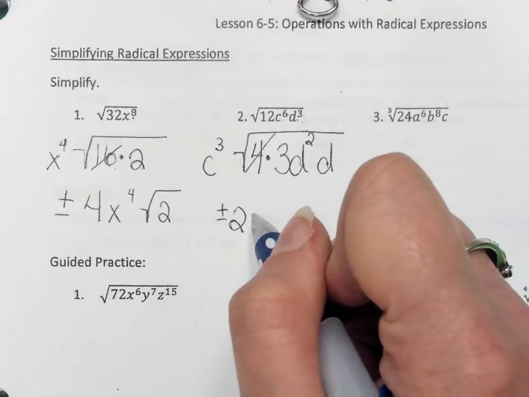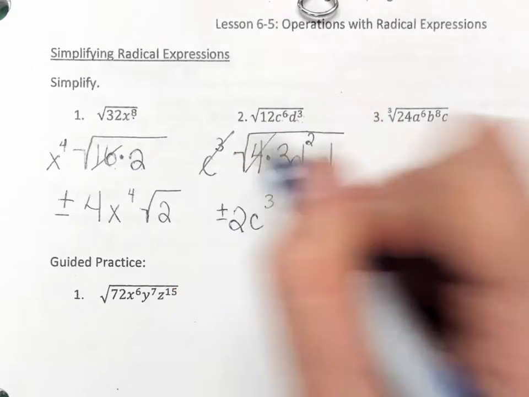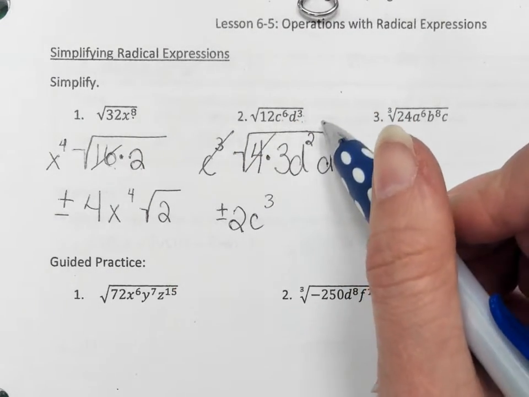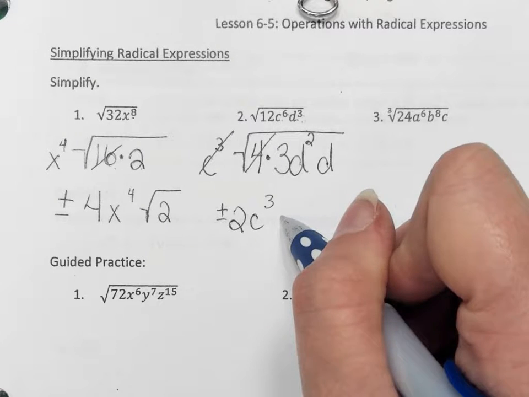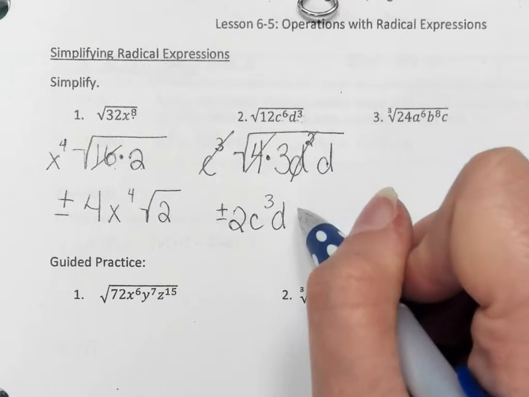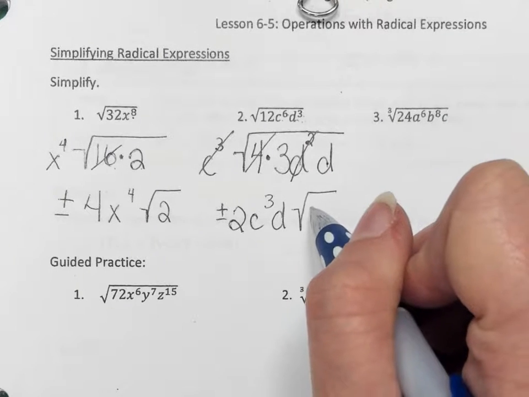Let's see where we're at. So we bring down my c to the 3. I can take out d squared. What's the square root of d squared? Not 1. D to the 1. There you go. And then what's left inside?